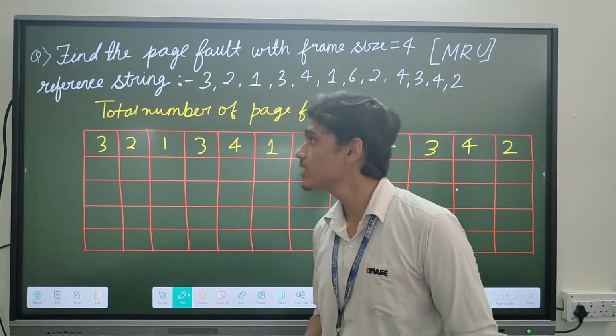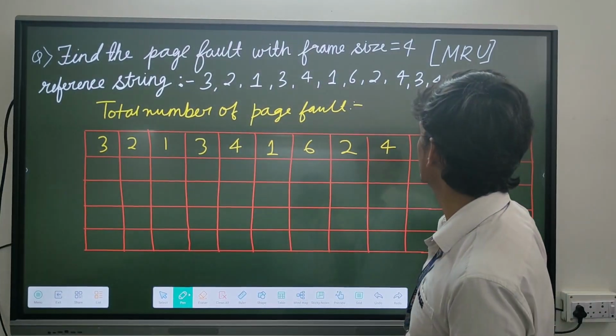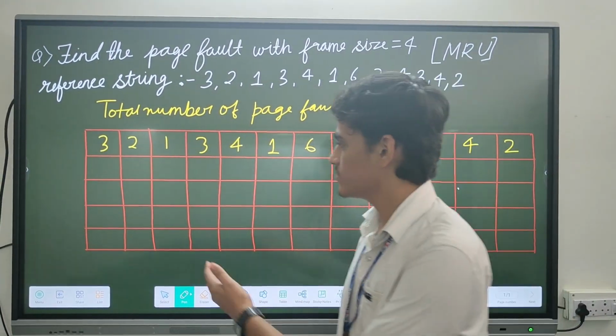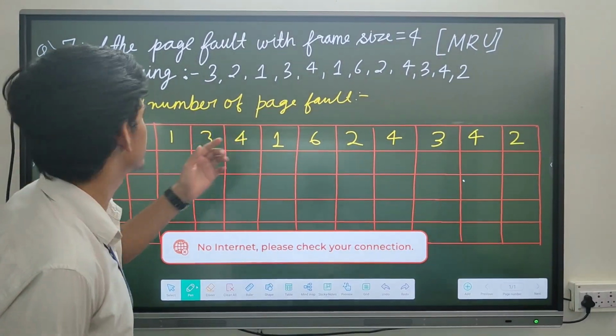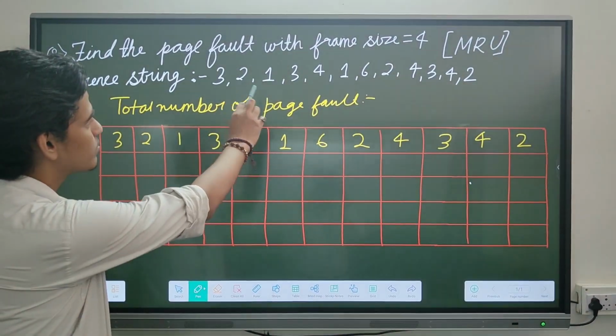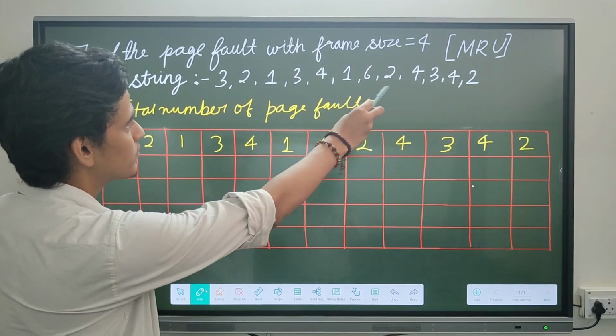I am here to discuss the topic of page replacement. I am going to solve it using MRU Page Replacement policy. Here is the memory table with the frame size of 4. Here is the reference string which is 3 2 1 3 4 1 6 2 4 3 4 2.